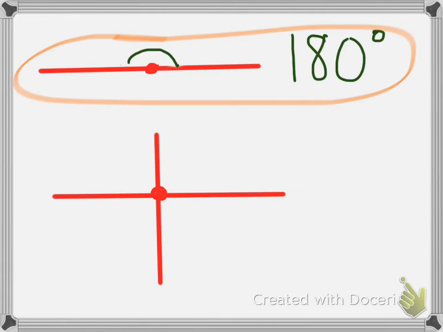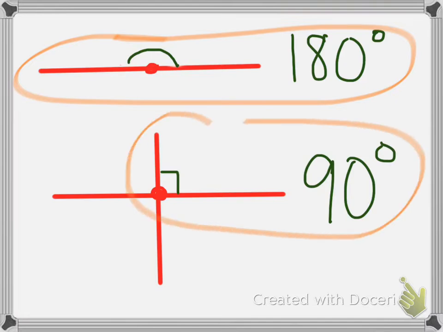Okay, so now if I draw a square corner right here, you know that that is a right angle, and all right angles measure 90 degrees. So today when we're working, if we see a right angle corner, we're going to know that that's 90 degrees. So very important, please remember, straight angle 180, right angle 90 degrees.